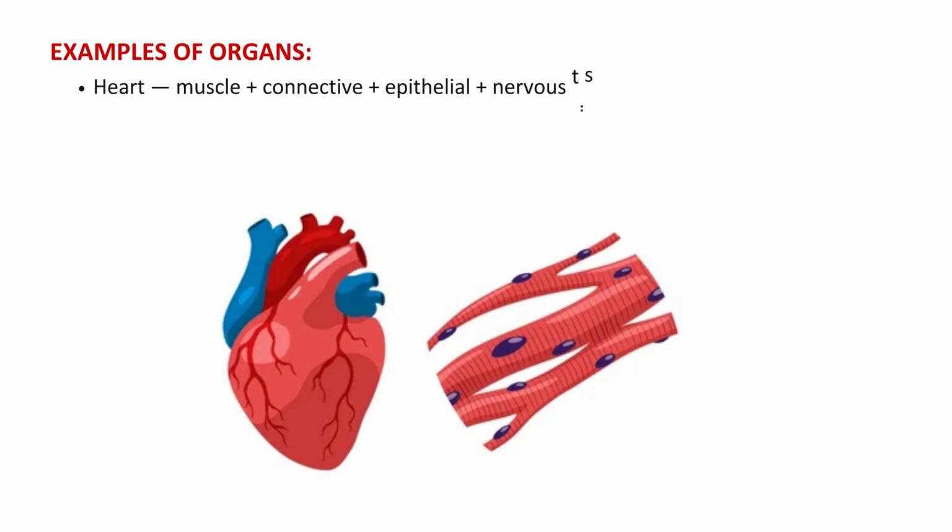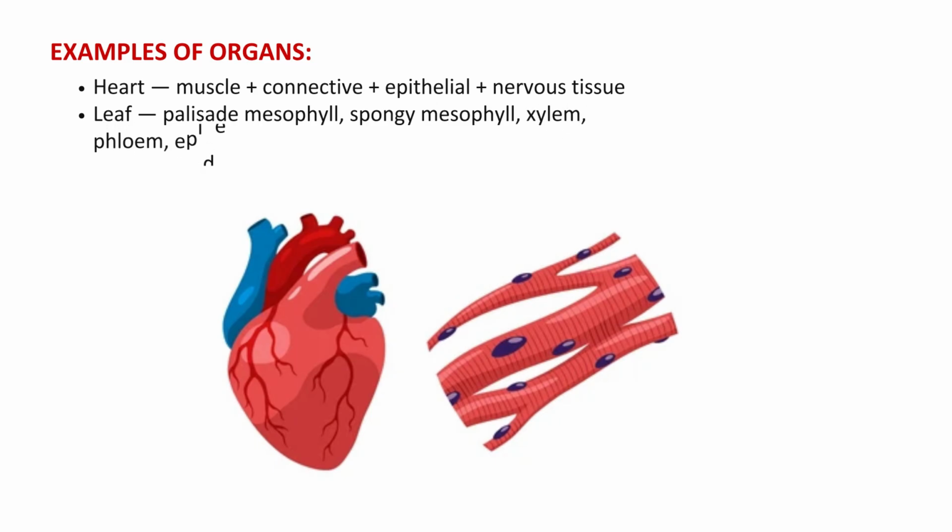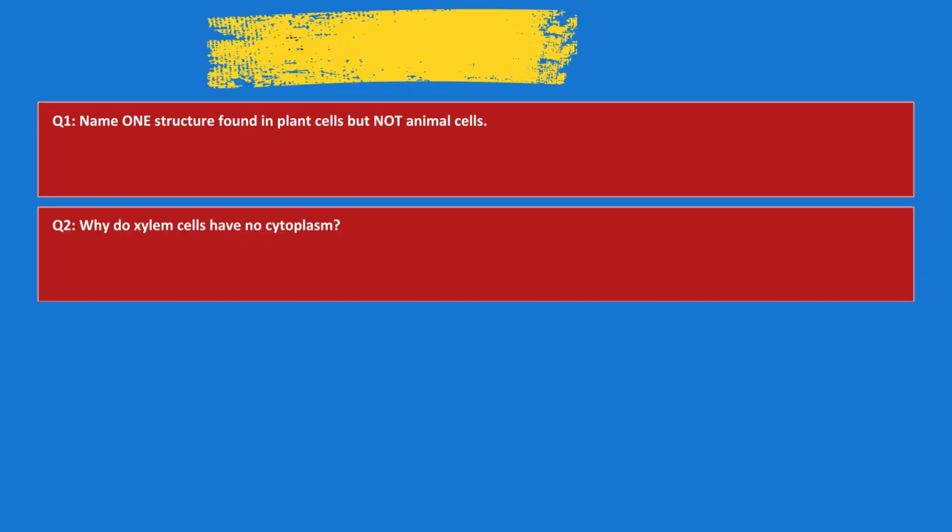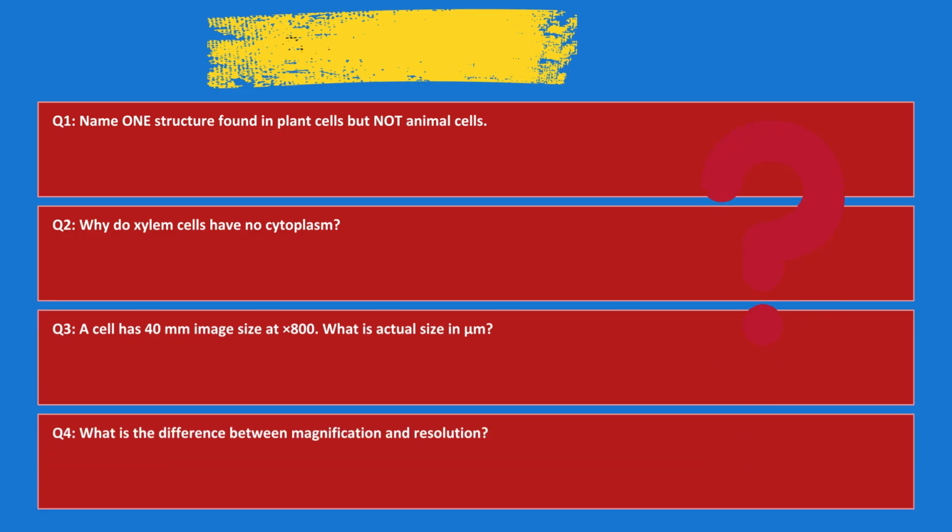Examples of organs include the heart, which contains muscle, connective, epithelial, and nerve tissues, and the leaf, which contains palisade mesophyll, spongy mesophyll, xylem, phloem, and epidermis. And that is how everything from a single cell to a complete organism is organized and connected.